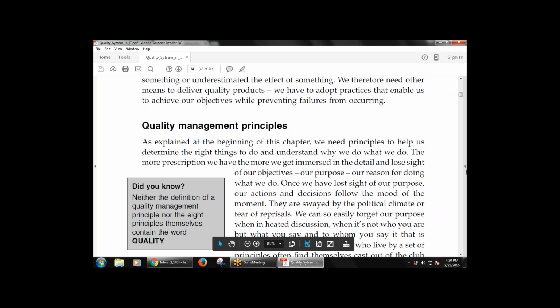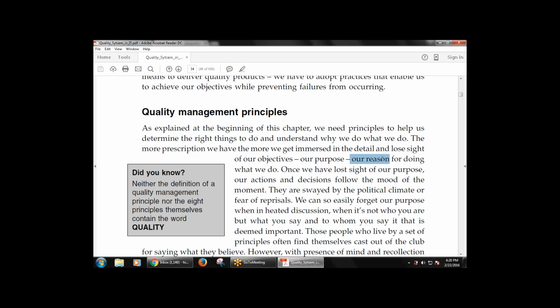The more prescription we have, the more we get immersed in the detail and lose sight of our objective, our purpose, our reason for doing what we do. That means, what is the main purpose? What is the main reason for doing what we do? That is the main principle of quality management. Once we have lost sight of our purpose, our actions and decisions follow the mood of the moment.